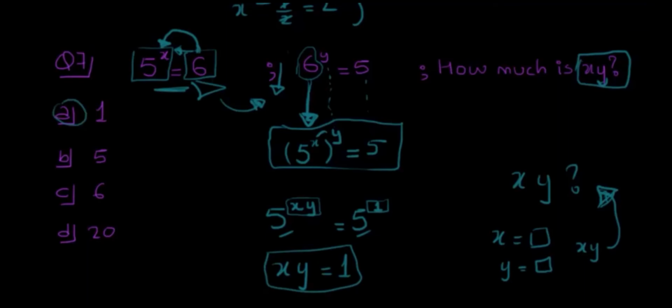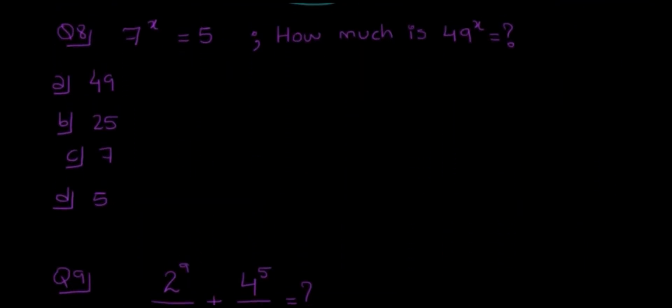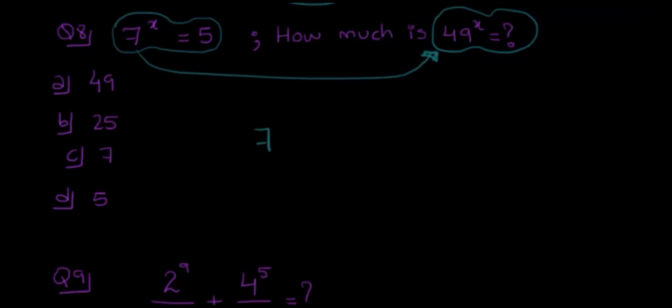I hope that's clear. Next question is kind of simple. All they're saying is 7 to the power x is equal to 5, so then 49 to the power x equals to what? Very clearly I'm observing that they just squared it. They had 7 to the power x, they squared it, and they got 7 to the power 2x, which is the same thing as 49 to the power x.